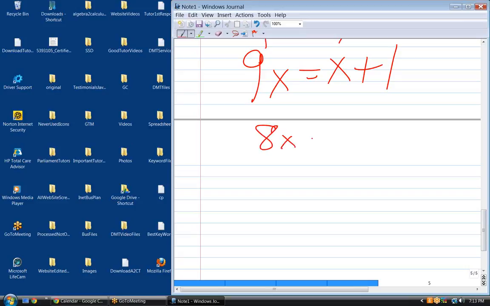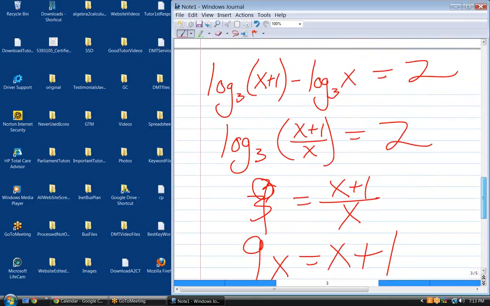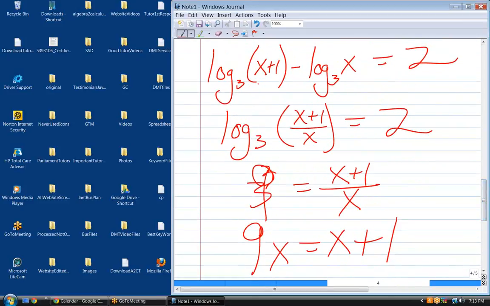8x equals 1. And x equals 1/8. Okay. And let's check that. Well, that looks good. It doesn't violate that, doesn't violate that.